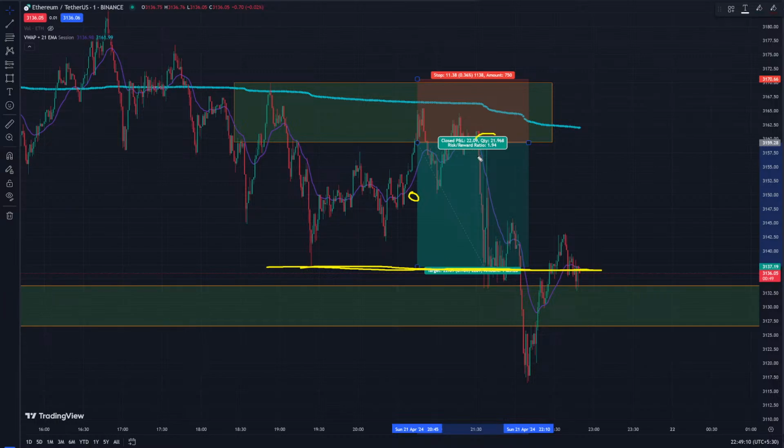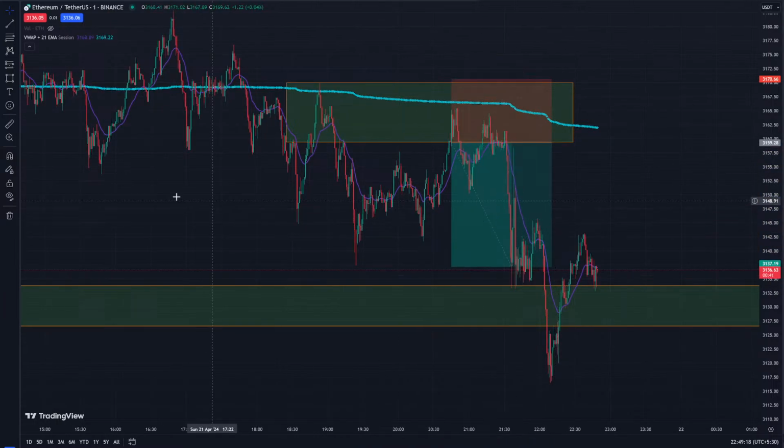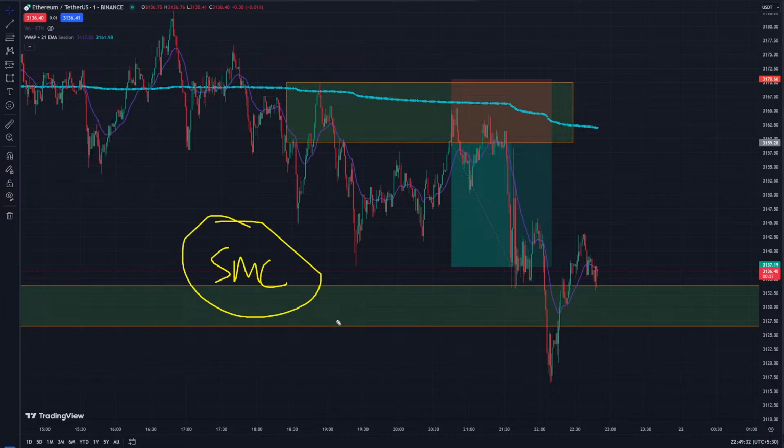Okay, this is a 1 is to 1.9, like we can consider it a 1 is to 2 trade. So hopefully you got to learn something new from this video. I know nobody has shown you something like this. This is basically an SMC concept, smart money concept. You can go and check it out.